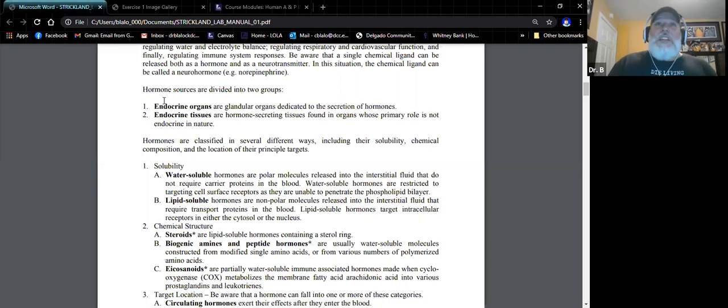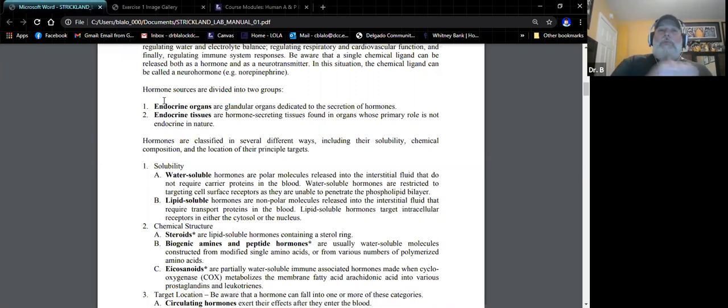That's it. They have no other primary function. Now, the kidneys also secrete hormones, but the kidney's primary role is not secreting hormones. The kidney's primary role is filtration of blood. The heart is going to secrete hormones, but we know the heart's main job is not to secrete hormones. It's to pump blood. So those would be classified as endocrine tissues. All right. So if its job is just secreting hormones, it's an endocrine organ. If its job is something else, but it also secretes hormones, it would be endocrine tissues.